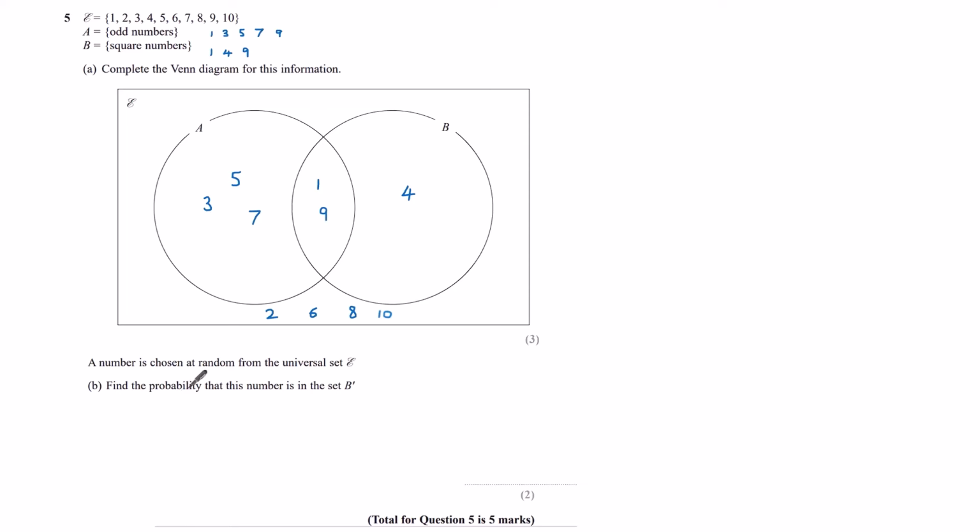A number is chosen at random from the universal set. Find the probability that this number is in the set not B. And so the set that are B are 1, 9, and 4. So there are 3 numbers in B, which means there are 7 numbers which are not in B. And those 7 numbers are out of our total 10. And so the probability that the number is not in B is 7 over 10.